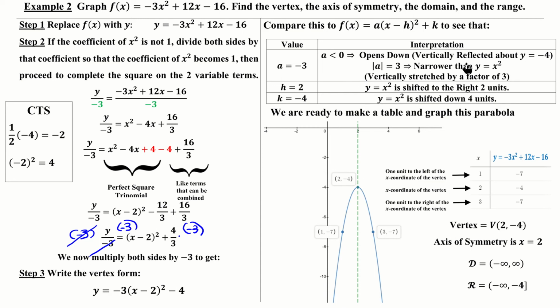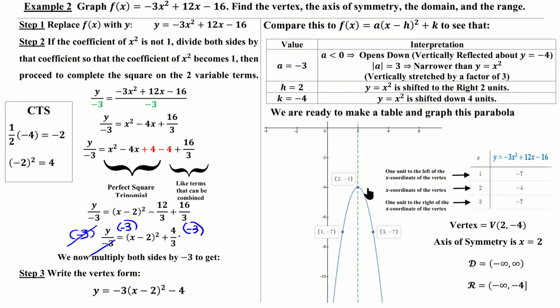And also the absolute value of a is 3, which means there's a vertical stretch, but horizontally that's going to look like a compression. So there's an actual narrowing effect in the horizontal direction, and that always happens when the absolute value of a is greater than 1. And the fact that a itself is negative means there's a vertical reflection with respect to this horizontal line that goes through the vertex.